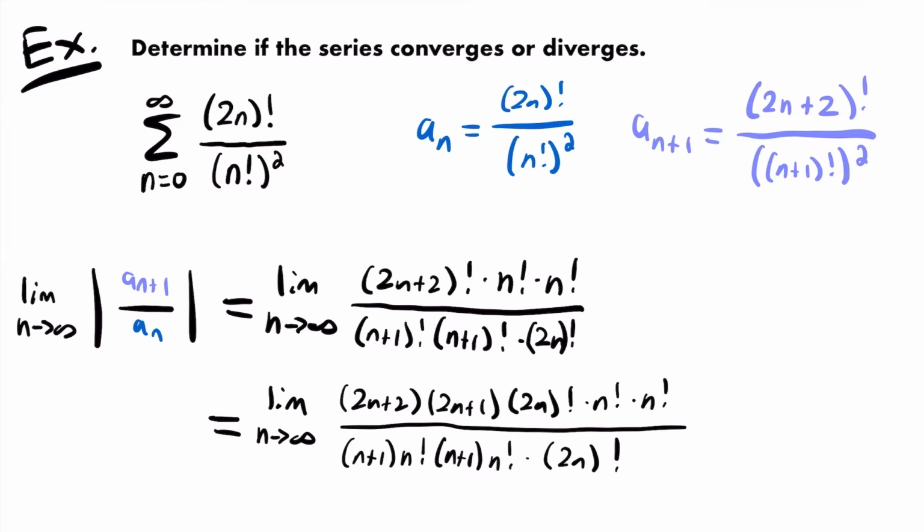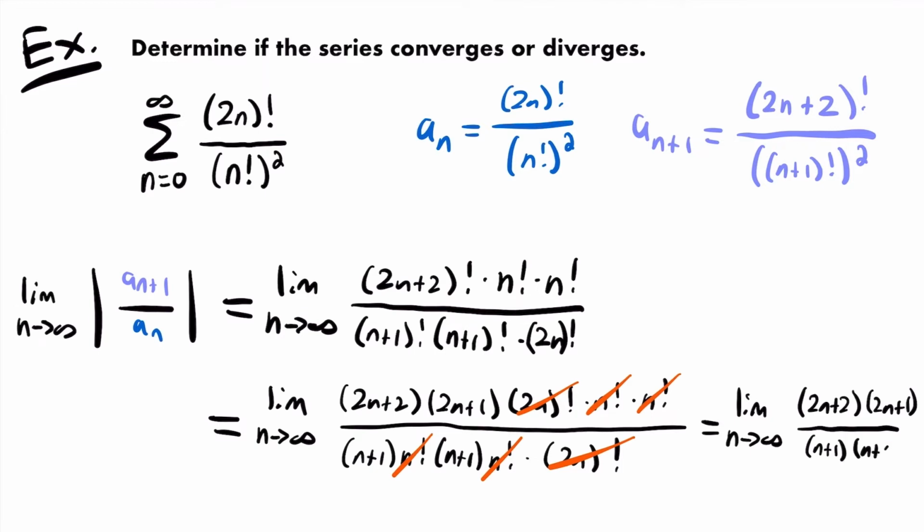And so this 2n factorial cancels out with this 2n factorial, this n factorial cancels out with this one, and this n factorial cancels out with that n factorial. And now we have eliminated all factorials from our limit. What we're left with is the limit as n approaches infinity of 2n plus 2 times 2n plus 1 divided by n plus 1 times n plus 1. Right? Those are the parts that we have left in our limit.